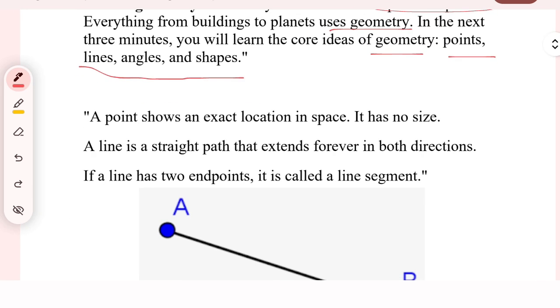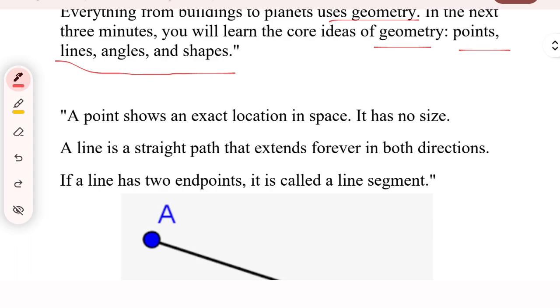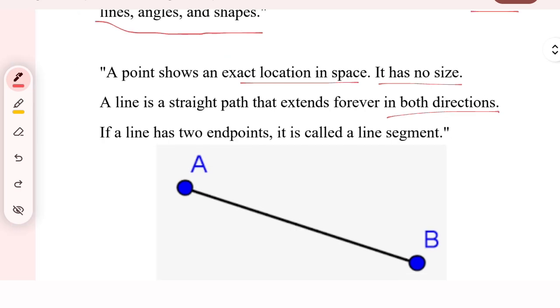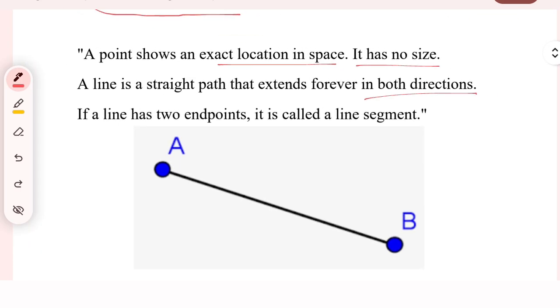A point, I'm sure you know what a point is. A point shows an exact location in space. Of course, it has no size. A line is a straight path that extends forever in both directions. This is an example, and you know what a line is, right?